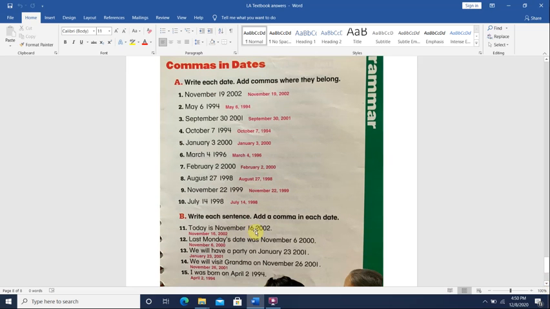And at the bottom, if I bring you a sentence with the comma in the date, you know it's the same place. You put it between the day and the year. Okay? Between the 16 and the 2002. Between the 6 and 2000. Okay, 23, comma, 2001. Okay, November 26, comma, 2001. April 2nd, comma, 1994. And that's it.